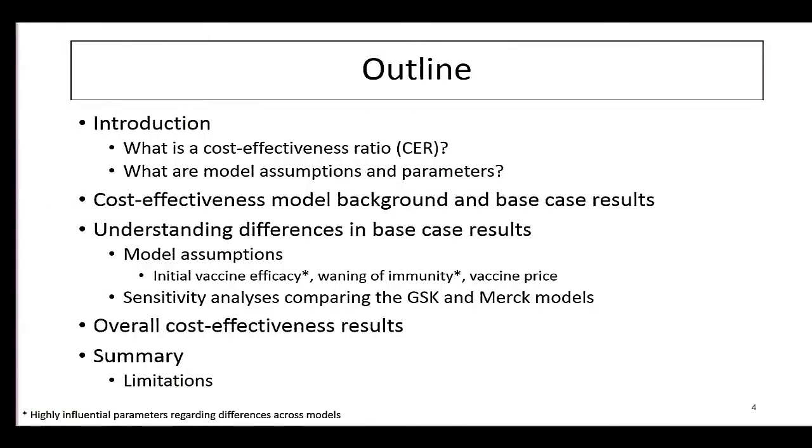So as a roadmap for our discussion today, I'll be presenting a few fundamental aspects of cost effectiveness models, followed by a background of the two models that we're talking about in particular, then followed by some base case results. And I'm going to bring up some base case results fairly early because the two models do have some important differences in their results, and the middle section of this talk will be about where those differences are coming from. And then we'll conclude with a discussion of overall cost effectiveness results from both the models, and then I'll provide a summary and then a discussion of some limitations.